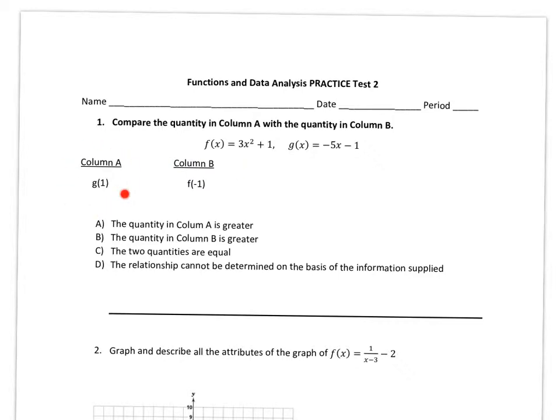In column A, we have g of 1, which means we're going to plug in 1 to all the x's in g of x. Same thing with column B: we see f of negative 1. We're going to plug in negative 1 into all the x's in f of x. Okay, so starting with g of 1, we are going to plug in 1 to all the x's in g of x.